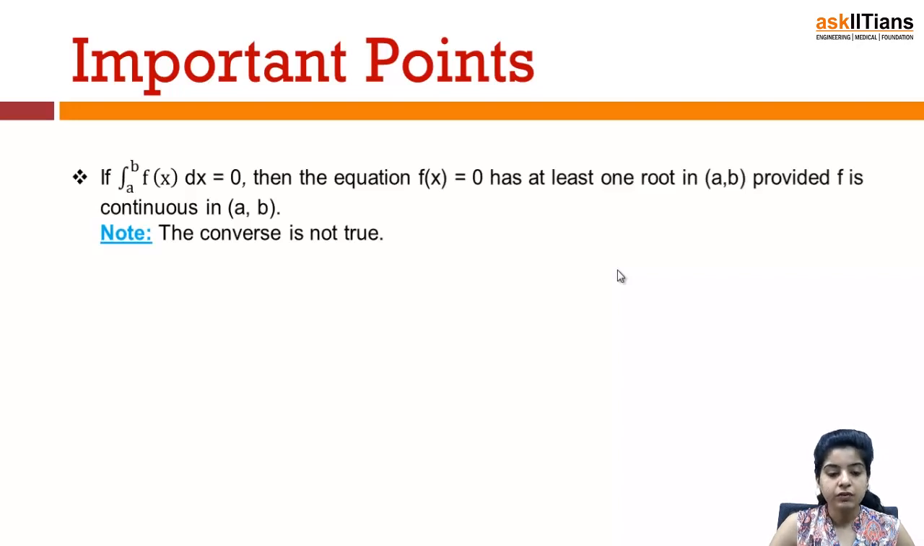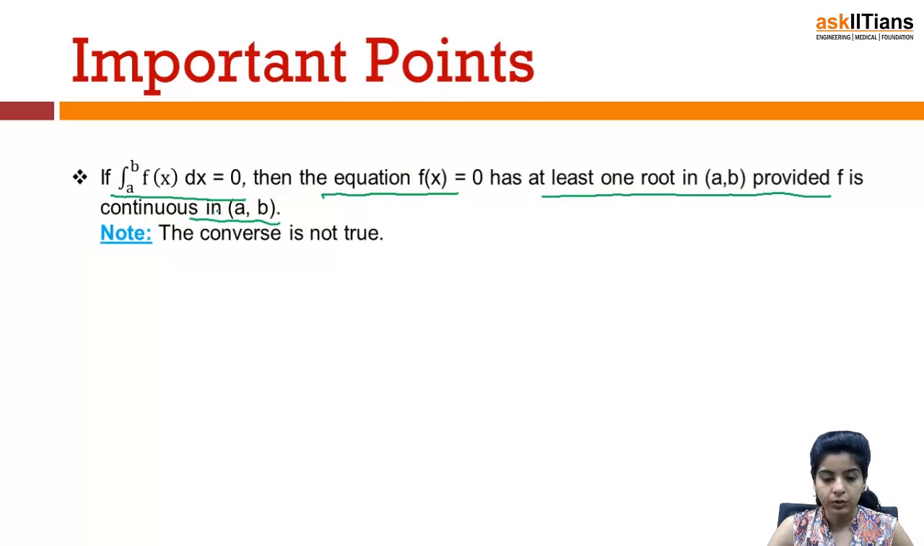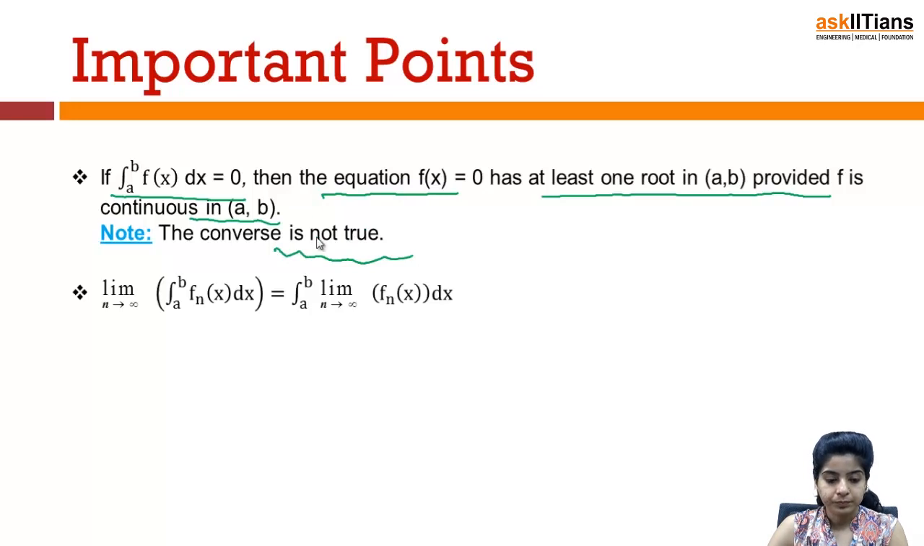First of all, the first one says if integral a to b f(x) dx is 0, then the equation f(x) equal to 0 has at least one root in (a, b) provided f is continuous in [a, b]. So basically what it is saying is that if the integral from a to b of a function f(x) is equal to 0, then the equation f(x) equal to 0 will have at least one root in the interval (a, b) provided f is continuous in [a, b], right? But the converse need not be true. It may or may not be true.